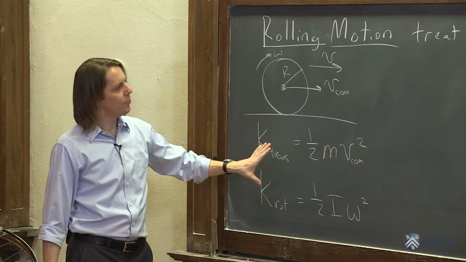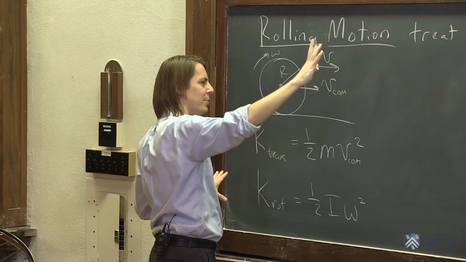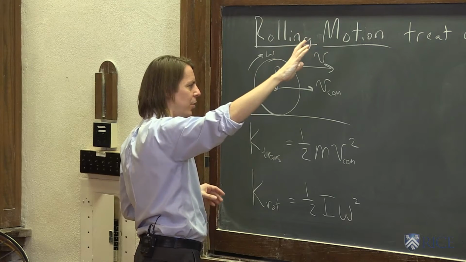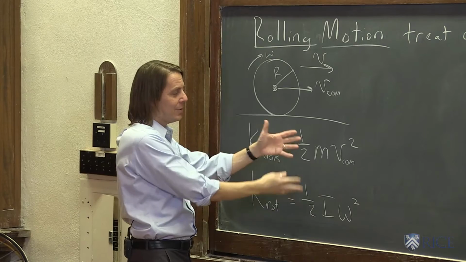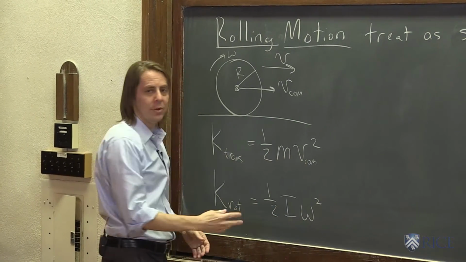So if you use these to solve problems like before, when I had the wheel roll down the hill in the previous board, and we said, how fast is it going? We know it had an energy mgh. All that was given to kinetic energy. But here we have two kinds of kinetic energy. So it looks like we can't solve it, but we can, because v of the center of mass and omega are related.